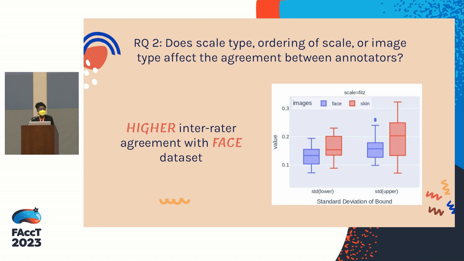Our second question is that we wanted to understand how does the scale type, ordering of the scale, or image type affect the agreement between annotators? And we actually found that there was higher inter-rater agreement with the facial recognition data set. And we found that this increased agreement could be due to the annotator experience. It seemed that annotators may have been more comfortable annotating face images, and many provided exit comments that described how they were made uncomfortable by the medical imagery for the skin condition data set.